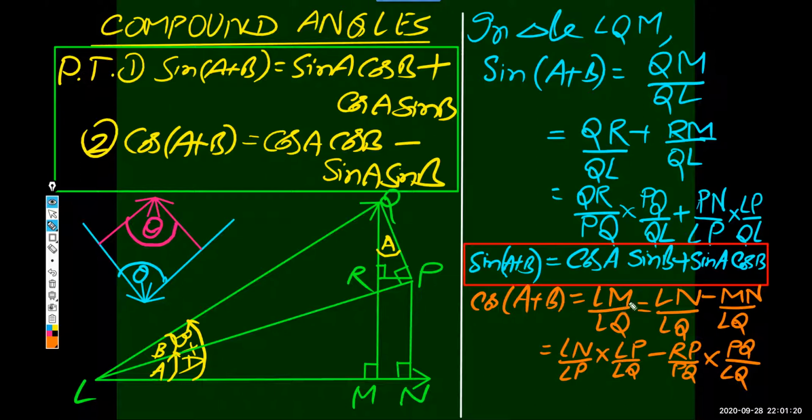Yes, sir. Come on, tell me now, what is Ln by LP? Ln, this one Cos, by LP. Cos A. Good. LP by LQ, please. Cos B. That's good. Minus RP by PQ. Sine A. Next, PQ by LQ. Sine B. It is done, please.